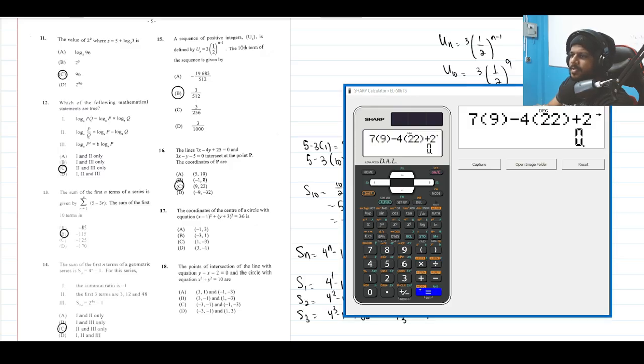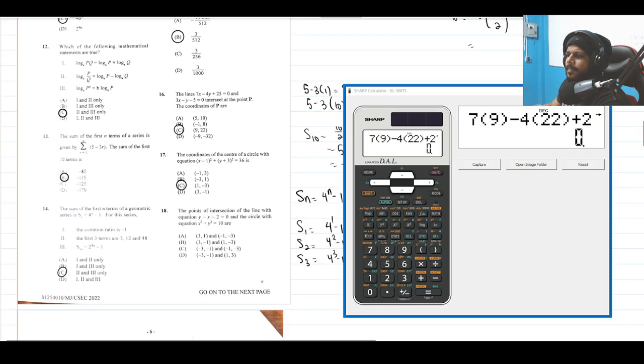So the answer is C. The coordinates of the circle, another repeat. This will be 1 minus 3. So the answer for 17 is C. The points of intersection of the line with the equation and the circle. Alright, so the options here, they did change it. So you just have to be very, very careful now.